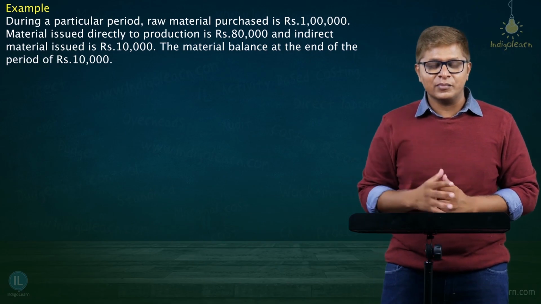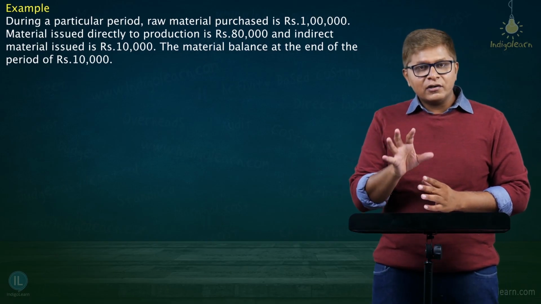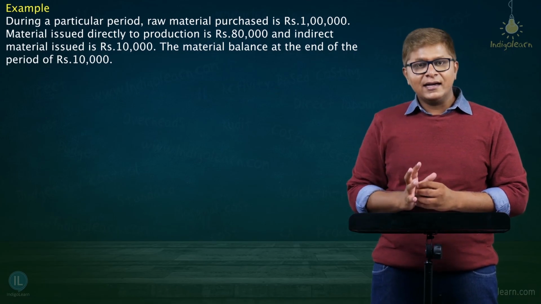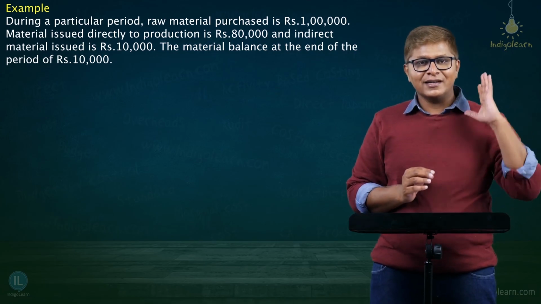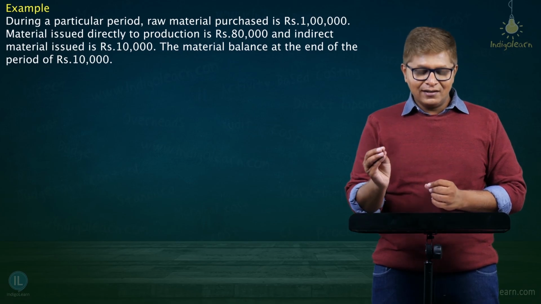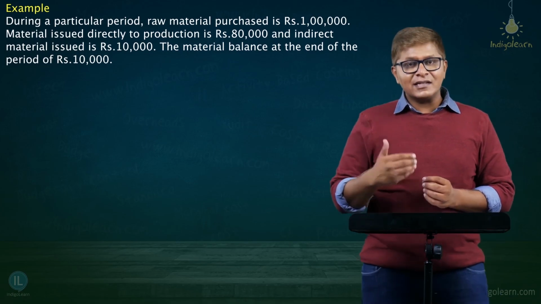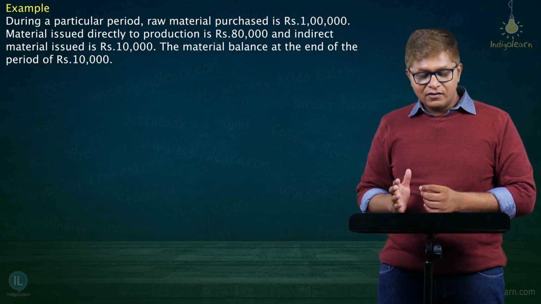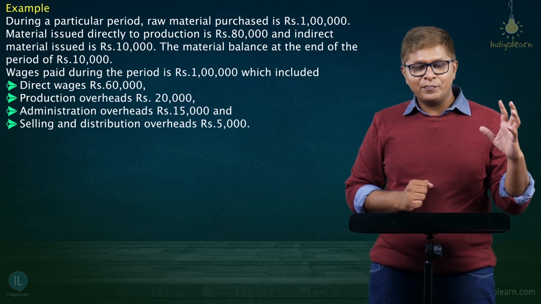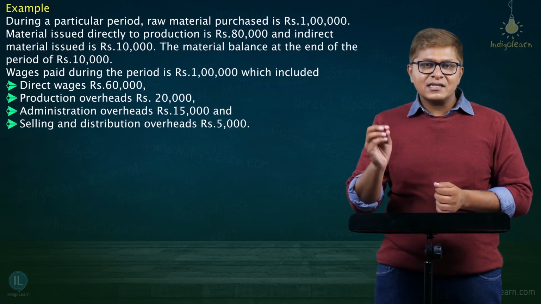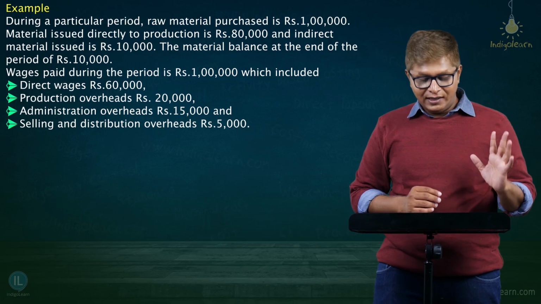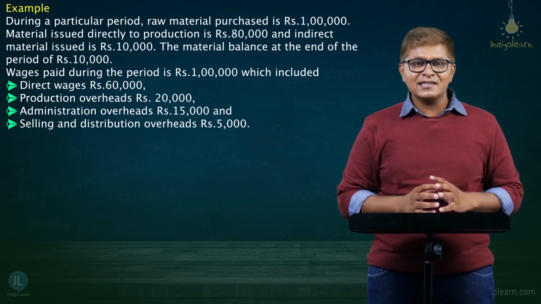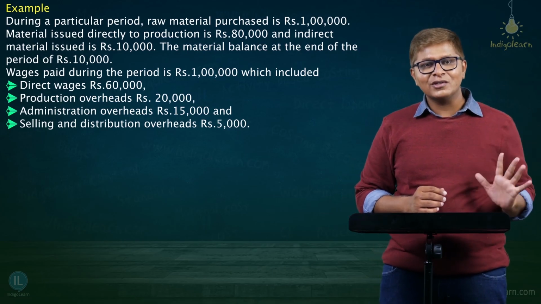So let's look at the example. Let's say during a particular period, we have purchased raw material worth 1 lakh. Out of this 1 lakh, we have issued directly to production 80,000 and indirect material issued is worth 10,000. We still have a balance at the end of the period of 10,000 rupees. Let's say we have incurred wages and the total wage that we have paid is rupees 1 lakh, out of which 60,000 is towards direct wages, 20,000 is towards the production overheads, 15,000 towards admin and office overheads, and 5,000 towards selling and distribution overheads.